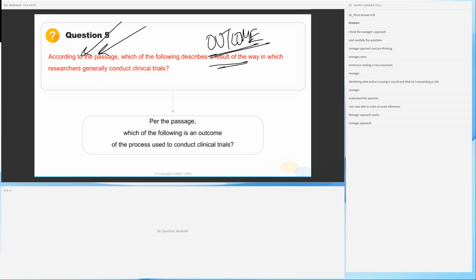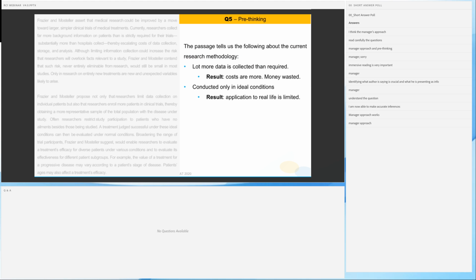Result means outcome of the way in which researchers generally conduct clinical trials. Okay. So that's really important. So here we have two different proposals that we're talking about. So what's the outcome of the current way of doing things for each of these?